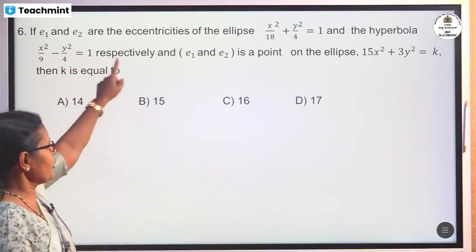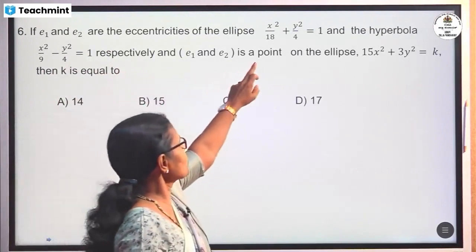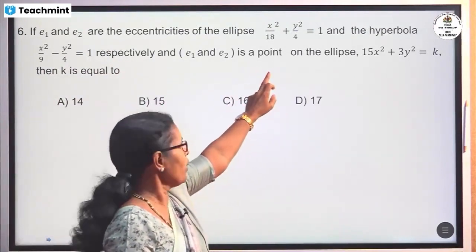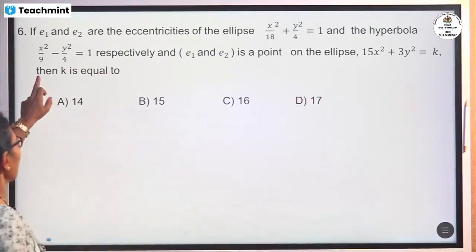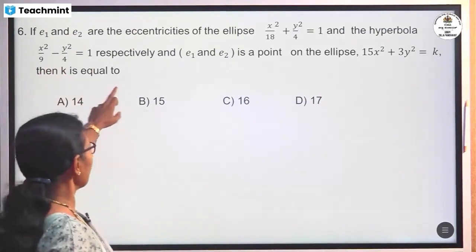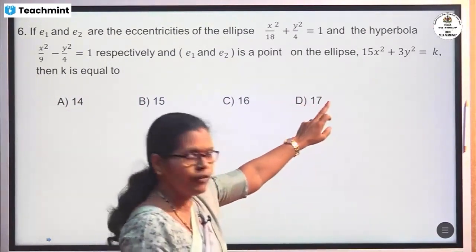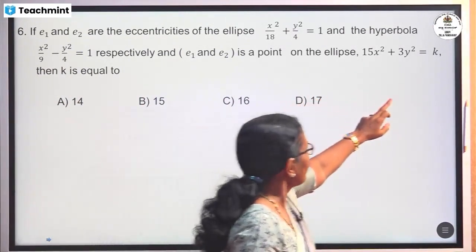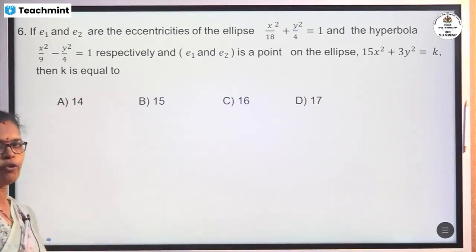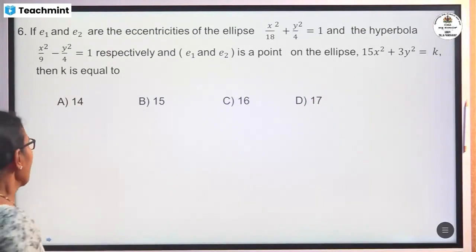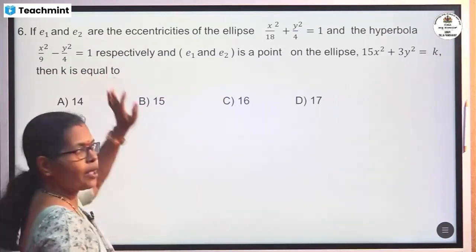If E1 and E2 are the eccentricities of the ellipse x square by 18 plus y square by 4 equals 1 and the hyperbola x square by 9 minus y square by 4 is equal to 1 respectively, and (E1, E2) is a point on the ellipse 15x square plus 3y square is equal to k, then k is equal to... Now we have to find the value of k. E1 and E2 are the eccentricities of the ellipse and the hyperbola.